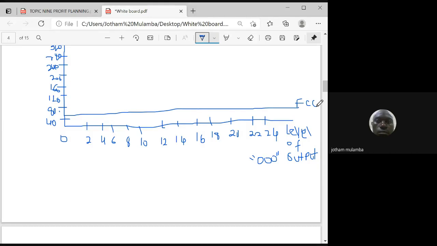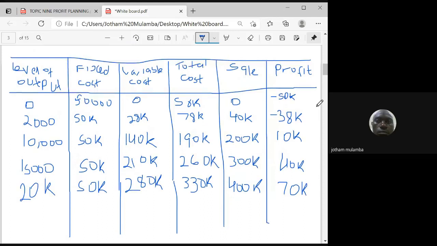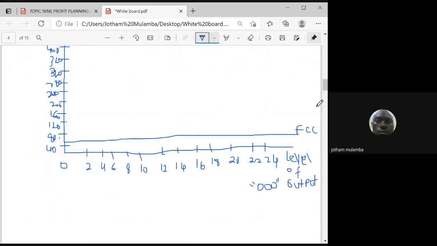So we want to look at the second. Now the second one, we want to come up with this total cost curve. At the total cost curve, we'll select any 2 points. One point could be where we made a loss, and another point where we have made a profit. Then we join the two. So I'll start off with the 2000. When we produce 2000, our total cost was 78,000. So I come here. When we produce 2000 is here.